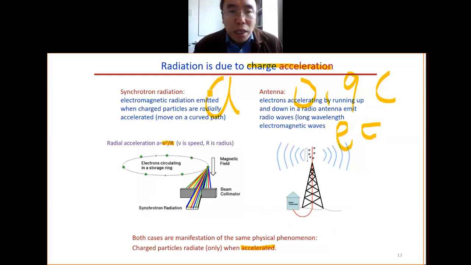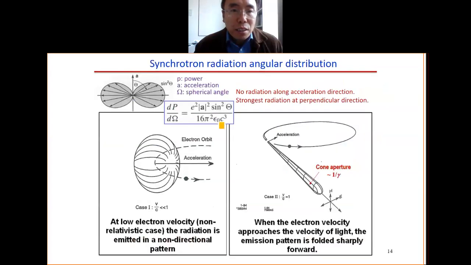So obviously, the radiation will depend on the acceleration. As you can see, this is the radiation power per solid angle. This is the spherical angle, also called the solid angle. It is proportional to a squared, so we need acceleration for radiation. Here we have sin squared theta, where theta is the angle of the radiation direction. As you can see, for the perpendicular direction, we have the maximum radiation. Along the acceleration, theta equal to 0 degrees, there is no radiation.